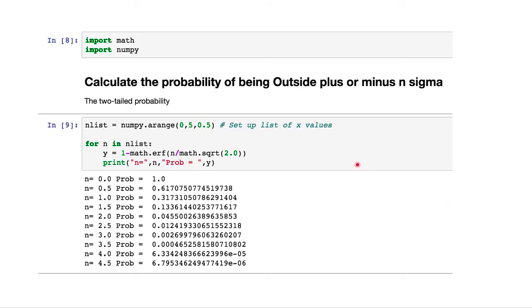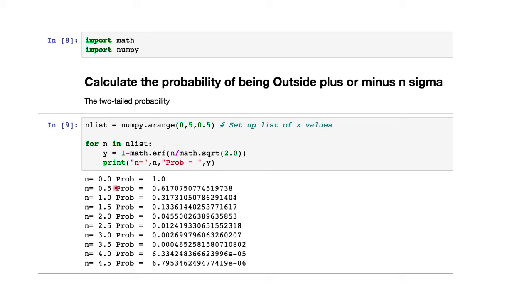Now we can produce a table of that. I've done that here in Python: import math and numerical Python, come up with a list of all the x values, and then calculate the equation and print it out. So what you can see is for n equals 0, what are the odds of being more than nothing away? And of course that's 1. You're always going to be more than nothing away from the mean.